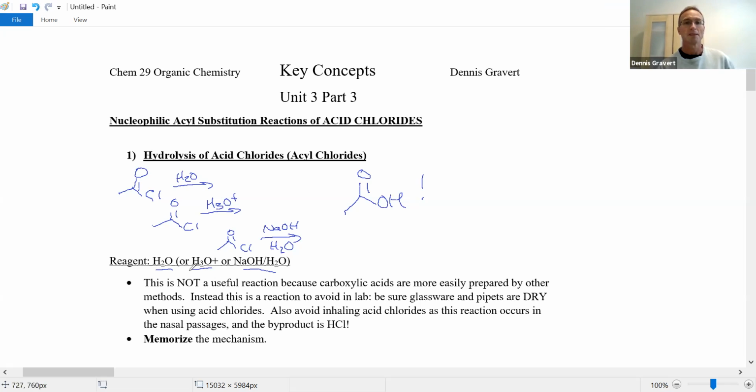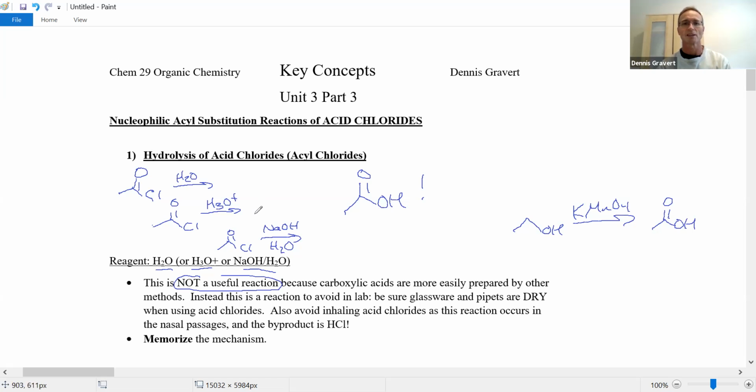Okay. Yeah, this is not a reaction that you want to use for synthesis because there are much easier ways of making carboxylic acid, like from a primary alcohol, right? Just use potassium permanganate or some other strong oxidizing agent to take a primary alcohol to your carboxylic acid.